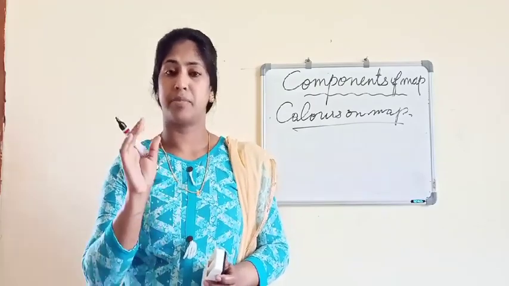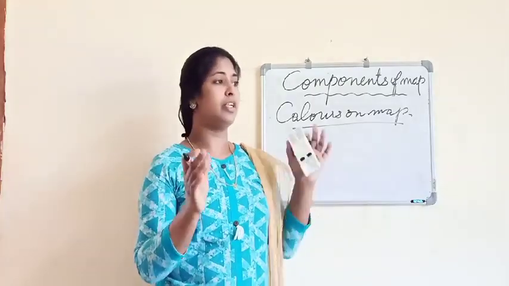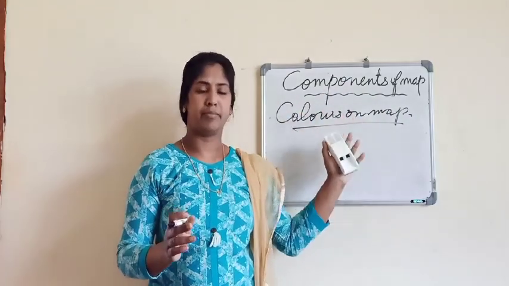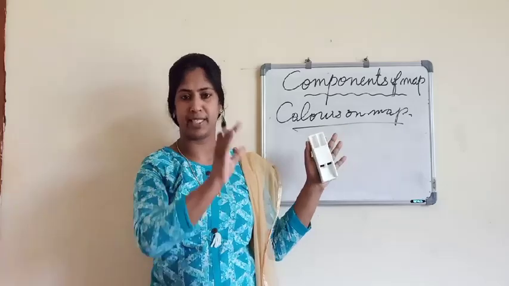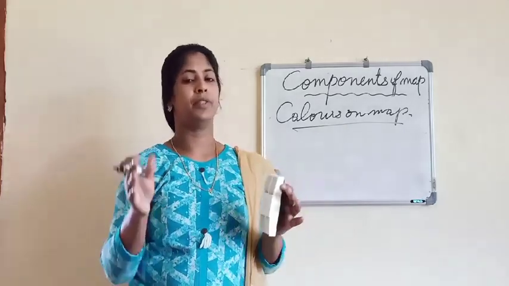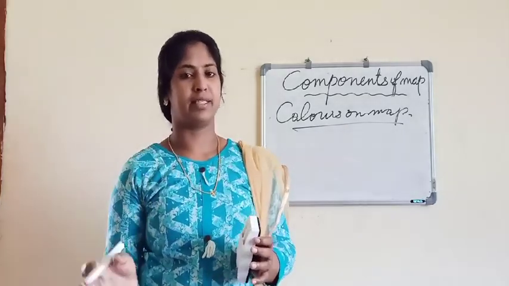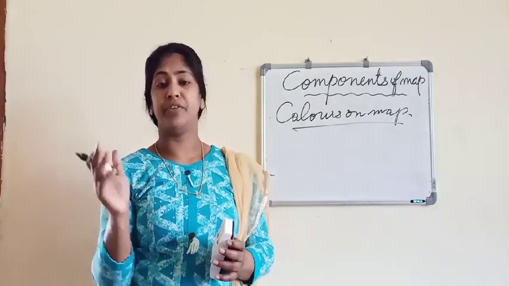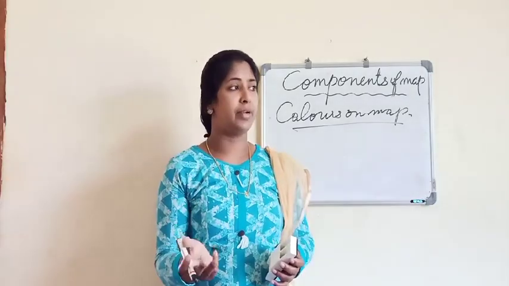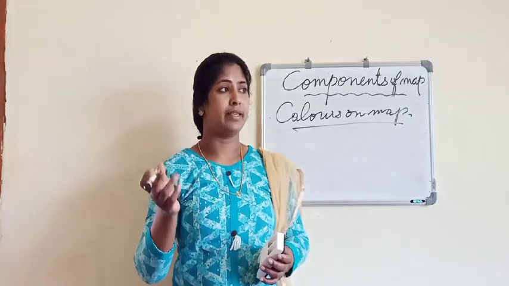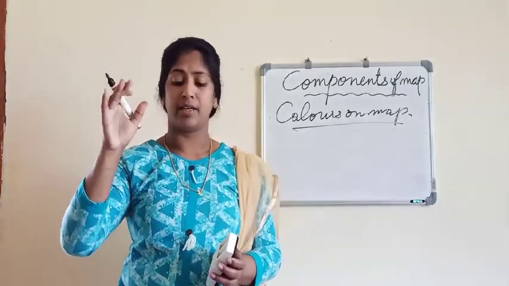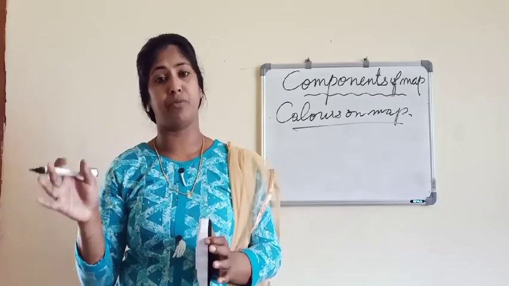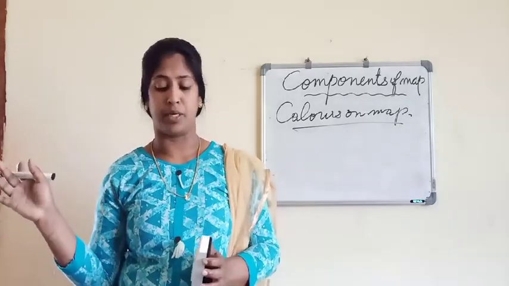Next, brown color is also used in different places on the map. If you observe any map carefully, especially the physical map, you can see the brown color. This brown color represents relief features. Relief features means mountains, plateaus, and land with much height. All of this comes under this. All these types of landforms are shown with brown color.